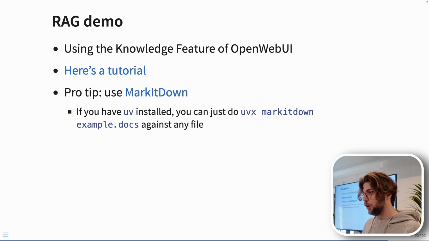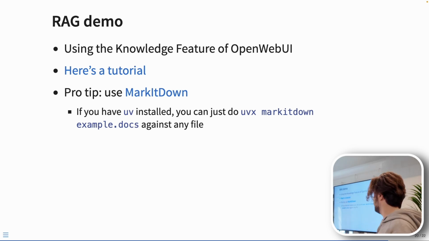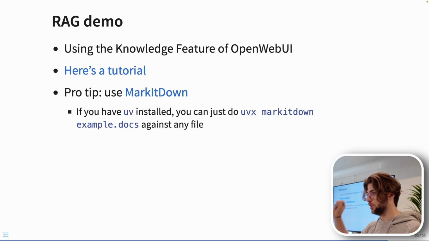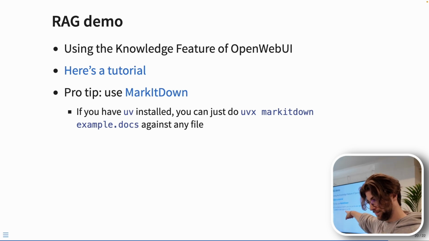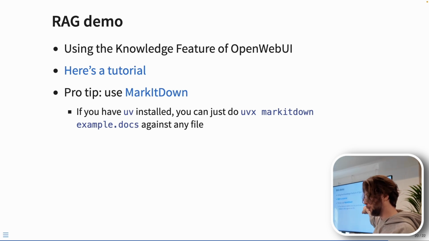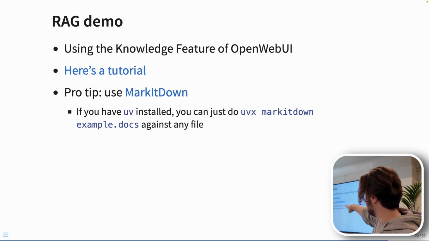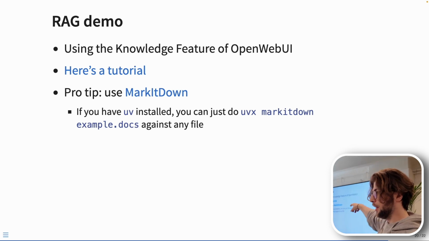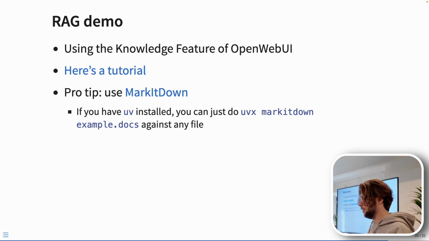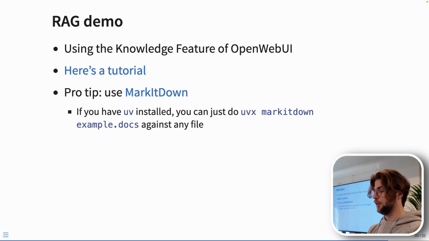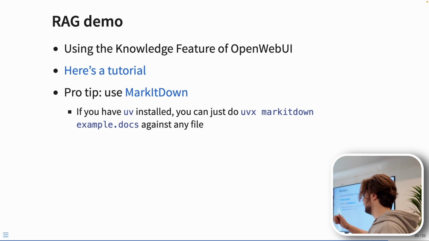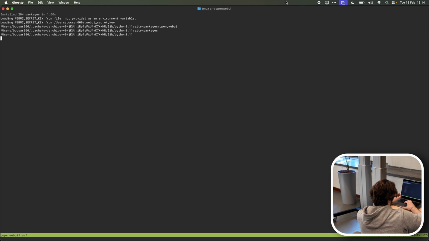If you have a Word document and you don't want to mess around with it, you can just run MarkItDown on it, and then it will spit out a Markdown document, which you can just feed into any language model. Really cool. If you have uv, same idea: uvx, temporary environment, markitdown, example.doc, and then it will just spit out a Markdown file without having to install MarkItDown or do any of that. So super clean.